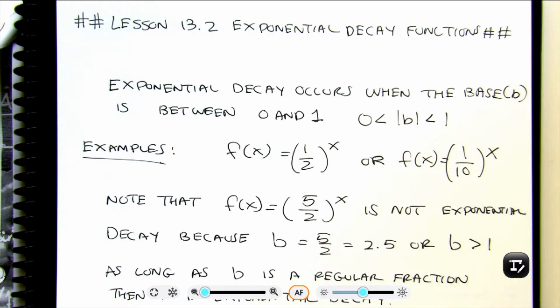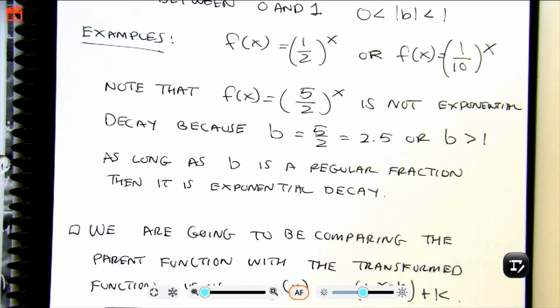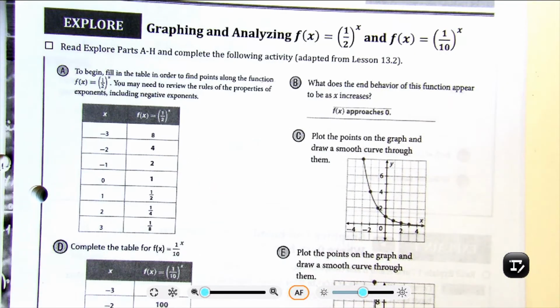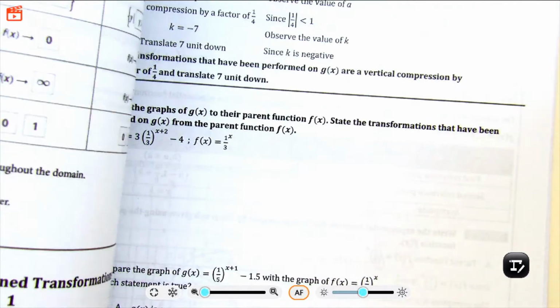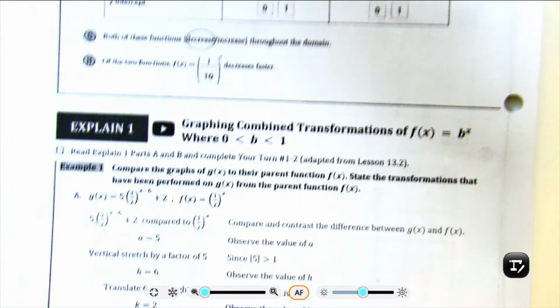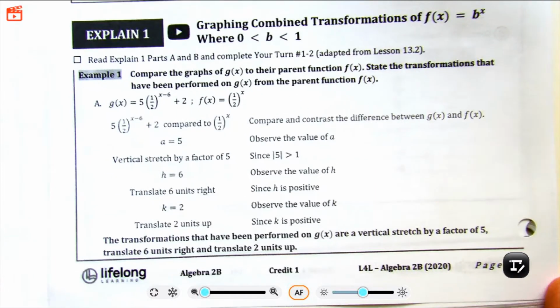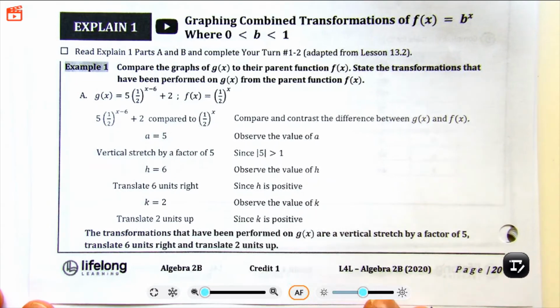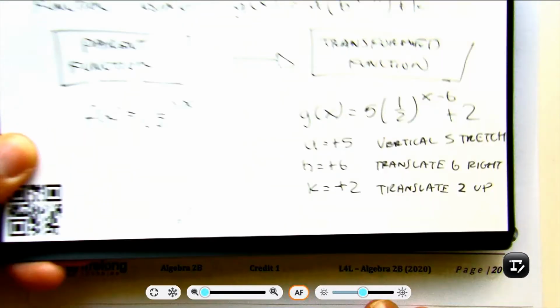Okay, so then what we're going to be doing is looking, just how we did with exponential growth functions, at comparing parent functions and transform functions. Then let's go to page 20. At the bottom of page 20, I have my notes on the supplemental note.